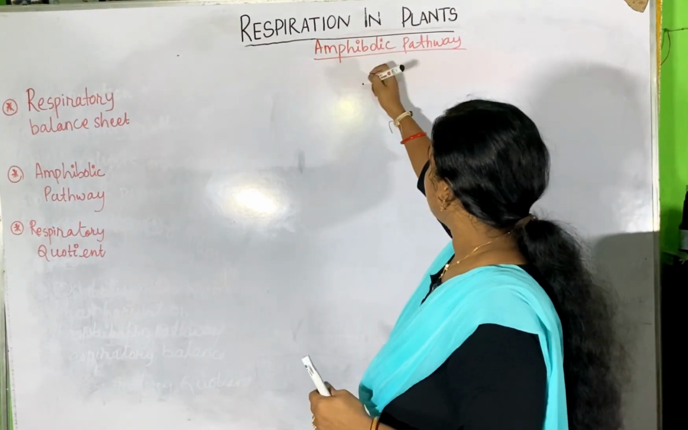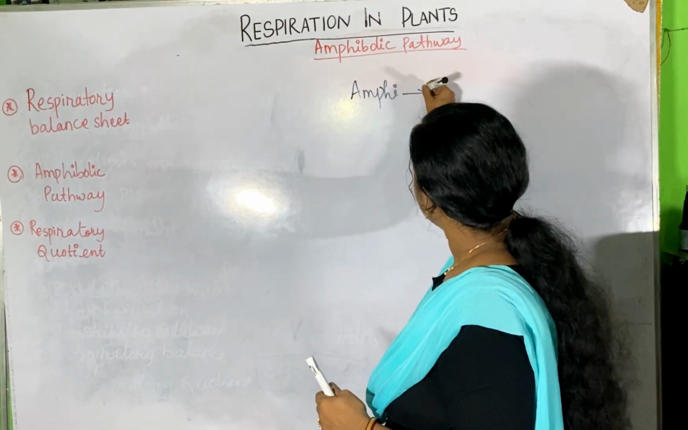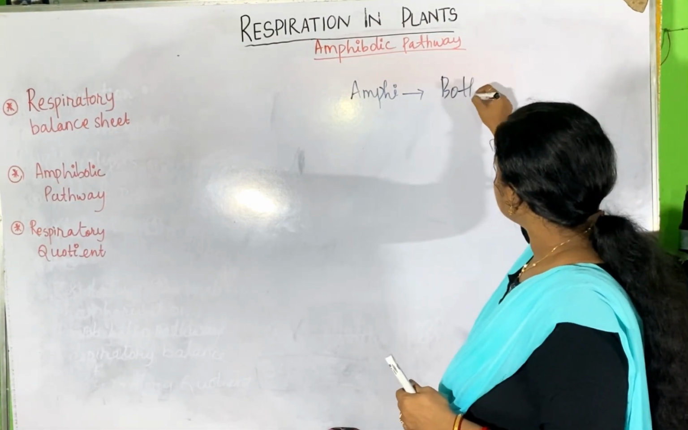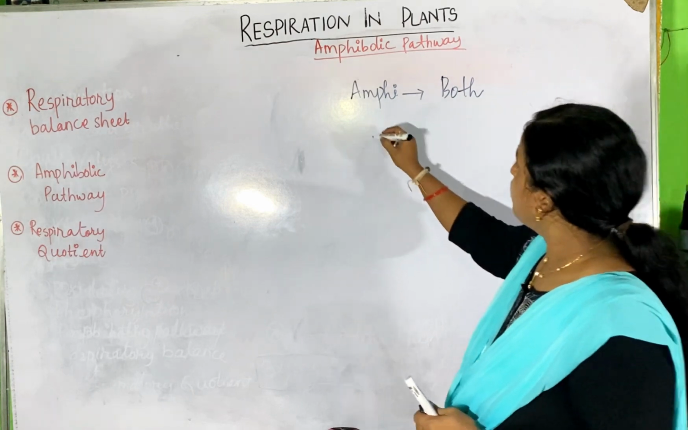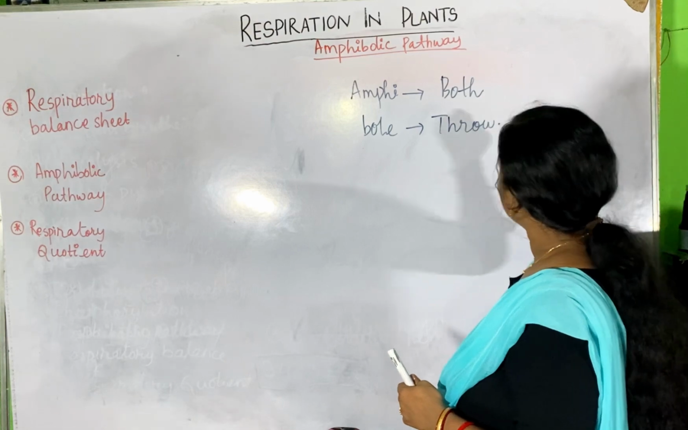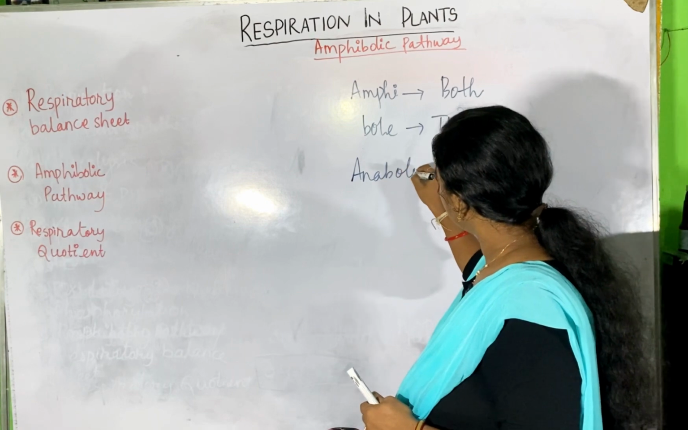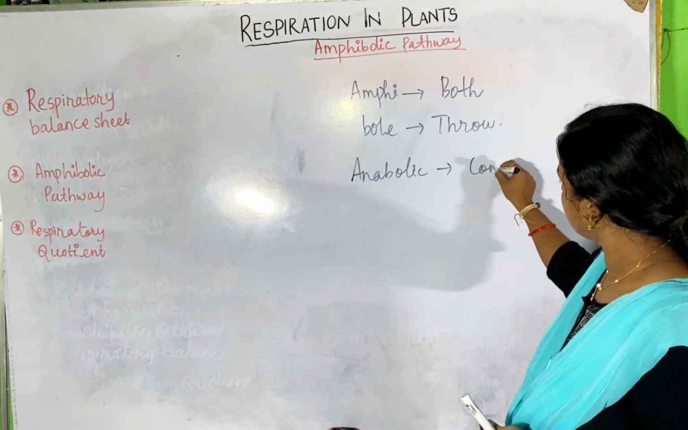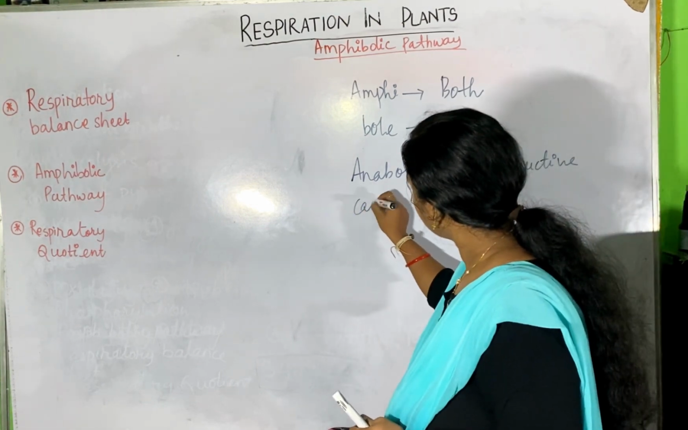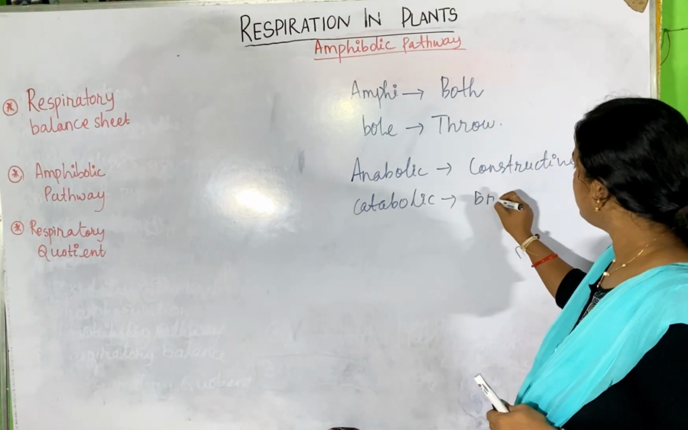Amphibolic comes from two words: amphi, which means both. We studied amphibians in class 9. And bole means through. So respiration can be anabolic, that is constructive, and it can be catabolic, that means destructive or breakup.